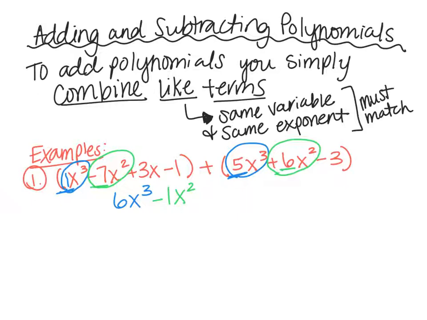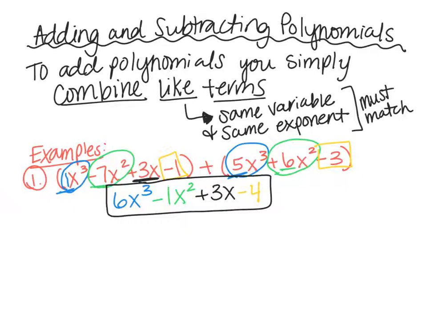And then our last like pair is actually going to be our negative 1 and our negative 3. So I notice that this 3x doesn't have anything alike with it, so I'm just going to leave it alone. I'm not going to combine it with anything else because there's nothing alike. My last like terms, then, my negative 1 and my negative 3, combining those would give me a negative 4. So now I've got my expression where I've combined all my like terms, which means I've added those polynomials.